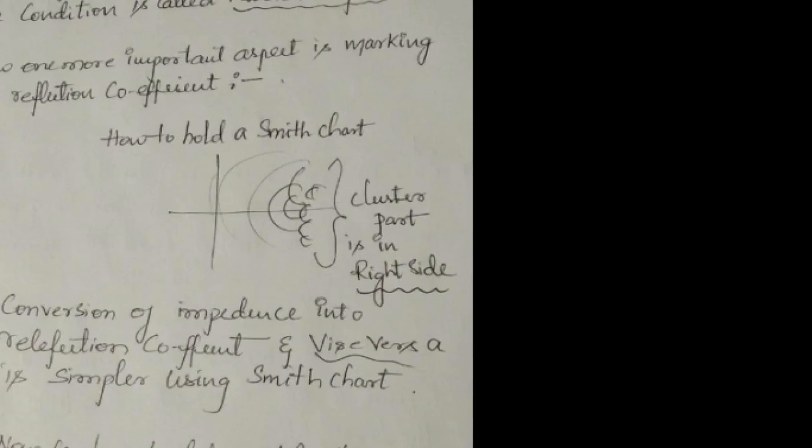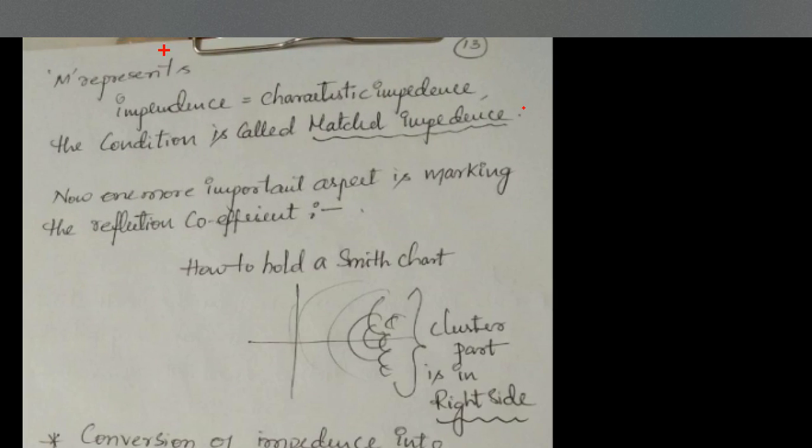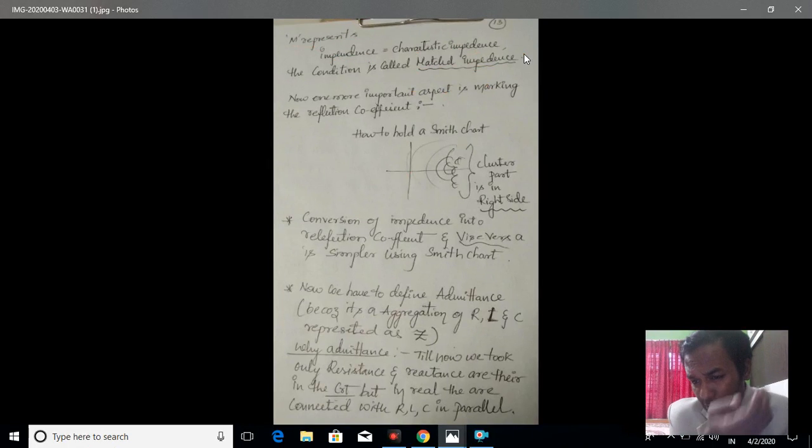Just now we marked a point M, which is at the origin, where impedance is equal to the characteristic impedance. This condition is called matched impedance. Now one more important aspect is the reflection coefficient. During the study, what are the uses of the graphical representation? One important aspect was the reflection coefficient, and the position of V max and V minimum. So let us come to this.